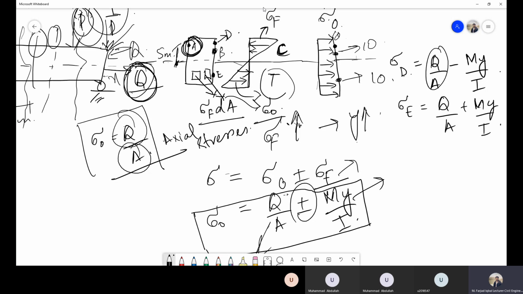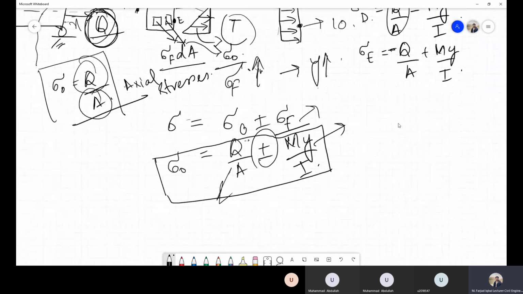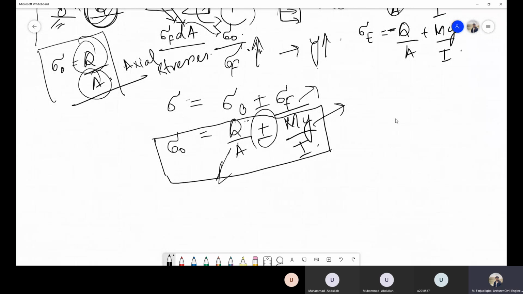For example, in this question, I have shown it as tensile. So it is quite possible that it is also compressive. For example, the distribution is something like this. In that case, it will be negative in both cases because it does not vary with the distance. So you have to be slightly careful about the sign convention.